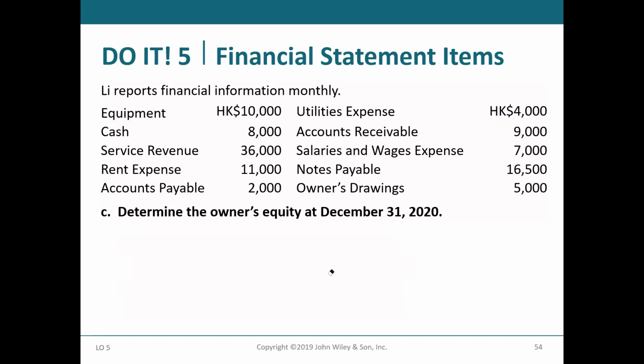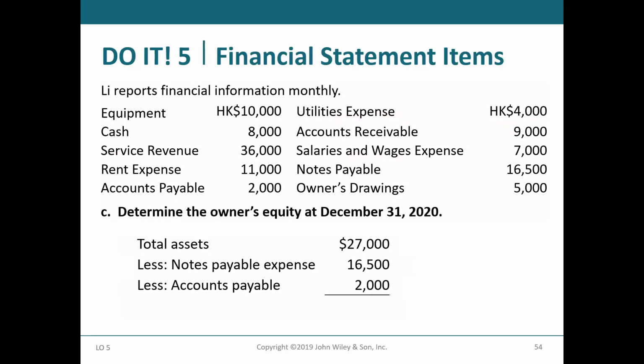Now question C, we need to determine owner's equity at December 31, 2020. So how do we determine owner's equity? Owner's equity will be influenced by drawings and also the net income. So what we do is we take assets minus all the liabilities.